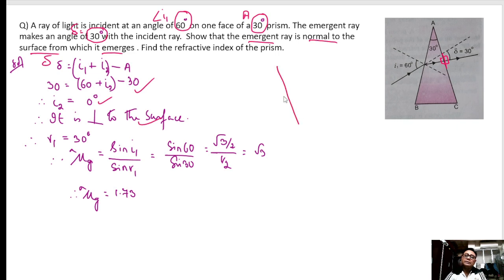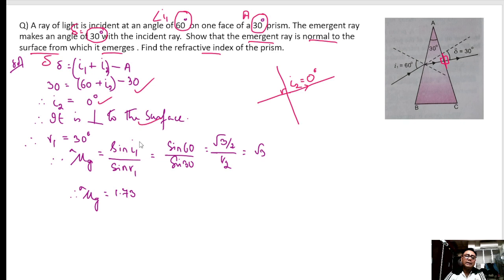If a ray is making no angle, that means the angle of emergence is 0 degree. So if it is 0 degree, that means it is normal to the surface. It is coming out at an angle of 0 degree with the normal. That means it is perpendicular to the surface. Now we have to find the refractive index.